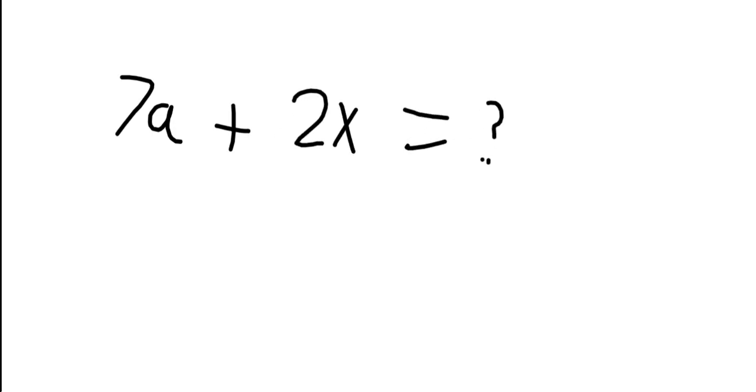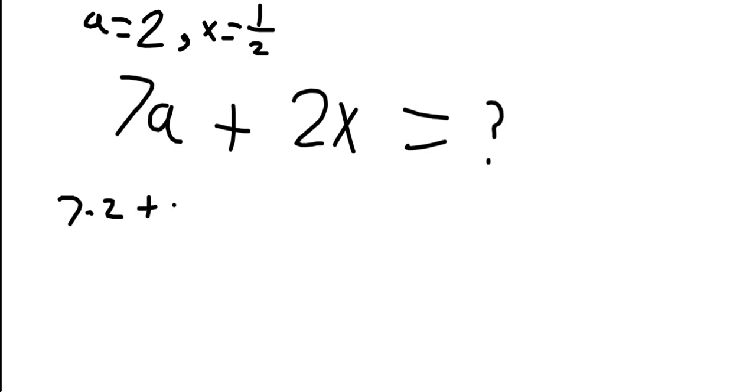Let's try one more, and we'll call it a day. Let's do, I don't know, 7a plus 2x equals a random number. And let's have a equal 2 while x equals 1/2, right? So we can just plug in 2 for a because they're equal to each other. So we can go 7 times 2 plus 2 times 1/2.